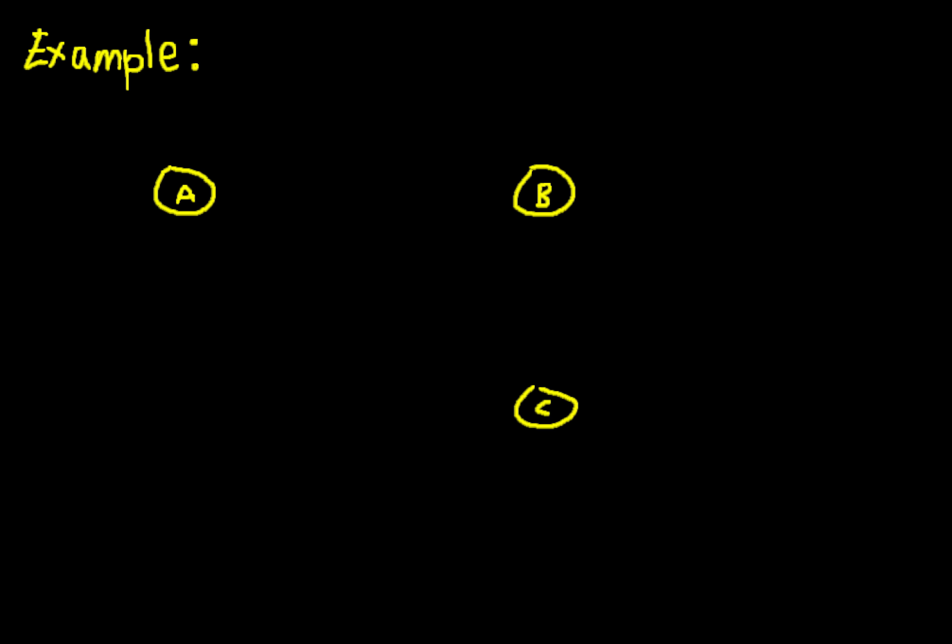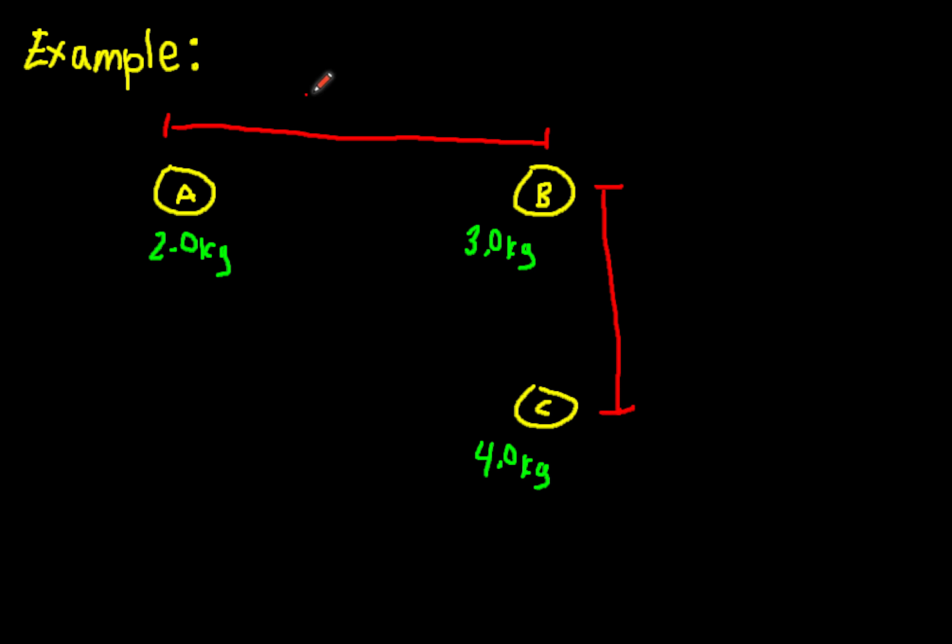Another example with somewhat harder vector addition. Now A, B, and C are the corners of a square. A is 2 kilograms, B is 3 kilograms, and C is 4 kilograms. The distance between A and B and the distance between B and C are 2 meters and 3 meters. What is the gravitational force on B?